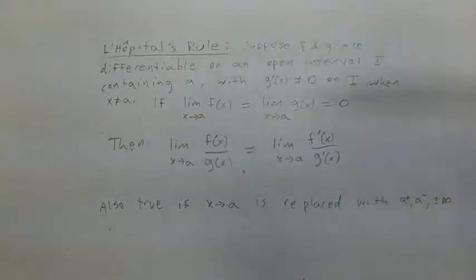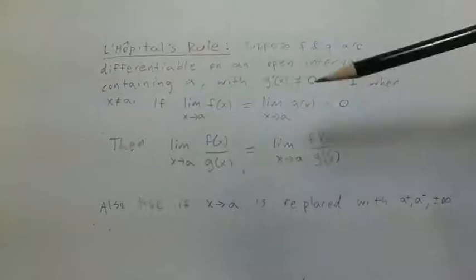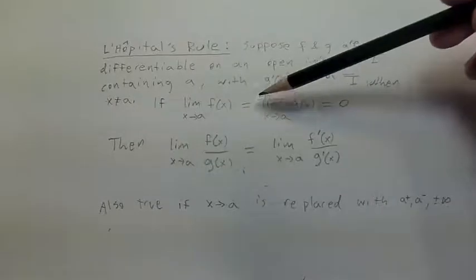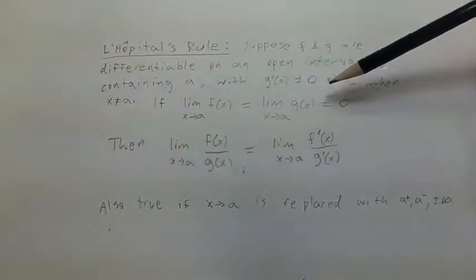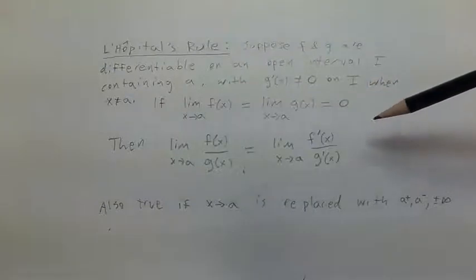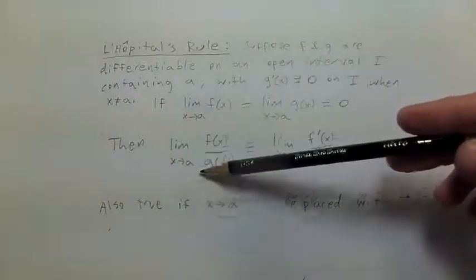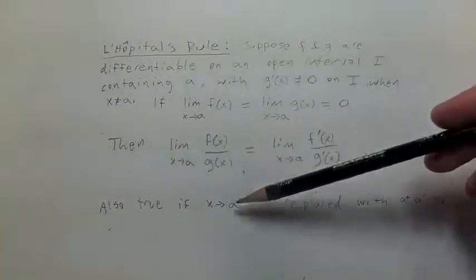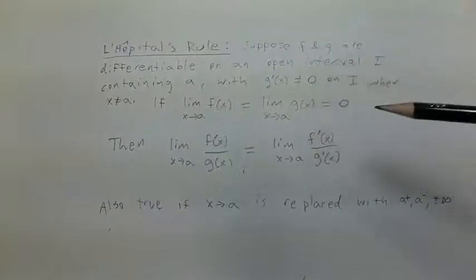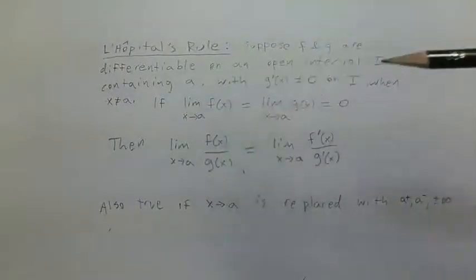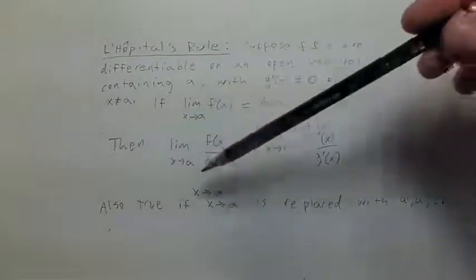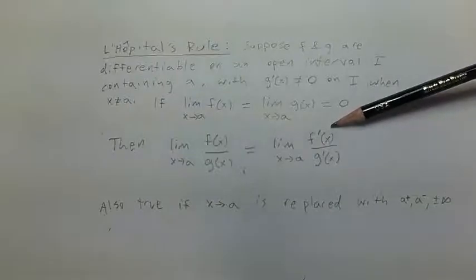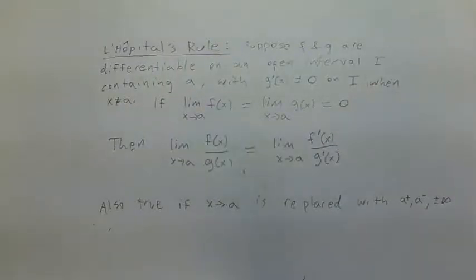But the important part is that if all this is true, and the limit as x goes to a of f of x is equal to the limit as x goes to a of g of x, and they're both equal to 0, then consider the limit as x goes to a of f of x over g of x. Since both of these limits go to 0, this is a 0 over 0 case. If the functions are differentiable, then this limit is equal to the limit as x goes to a of f prime of x over g prime of x.